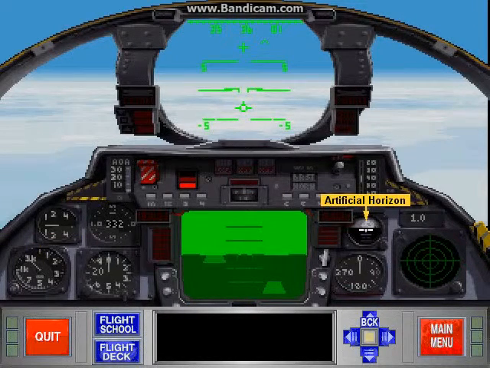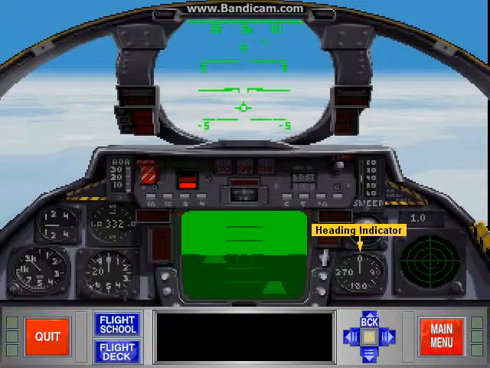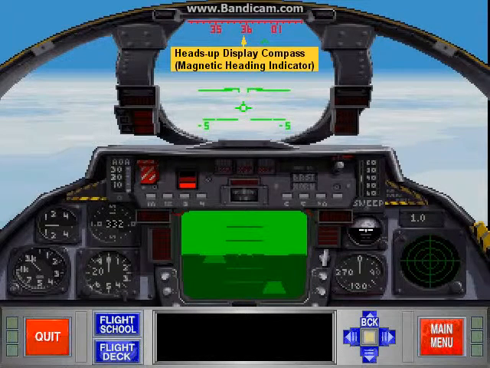The artificial horizon displays your aircraft's pitch and roll. Pitch is the vertical orientation of your aircraft, while roll is the horizontal orientation. The heading indicator is a magnetic heading compass and can act as a backup if the compass on the heads-up display is damaged.